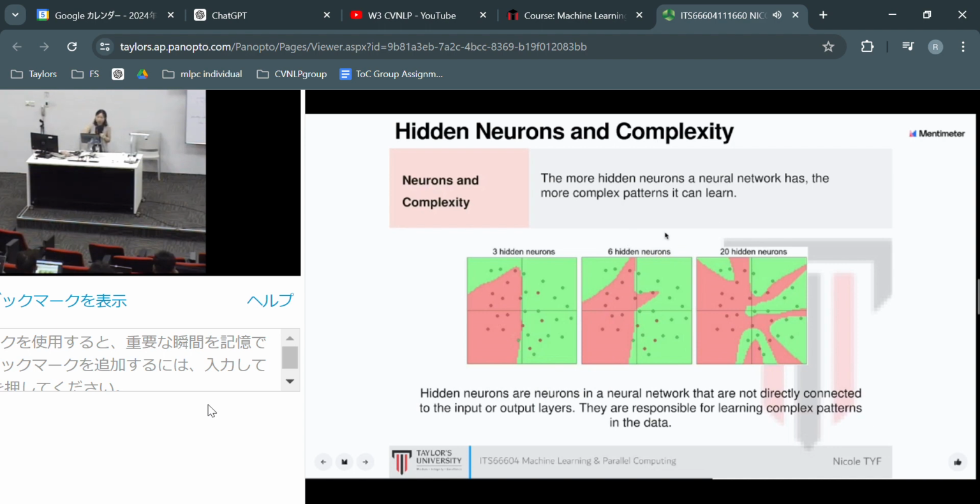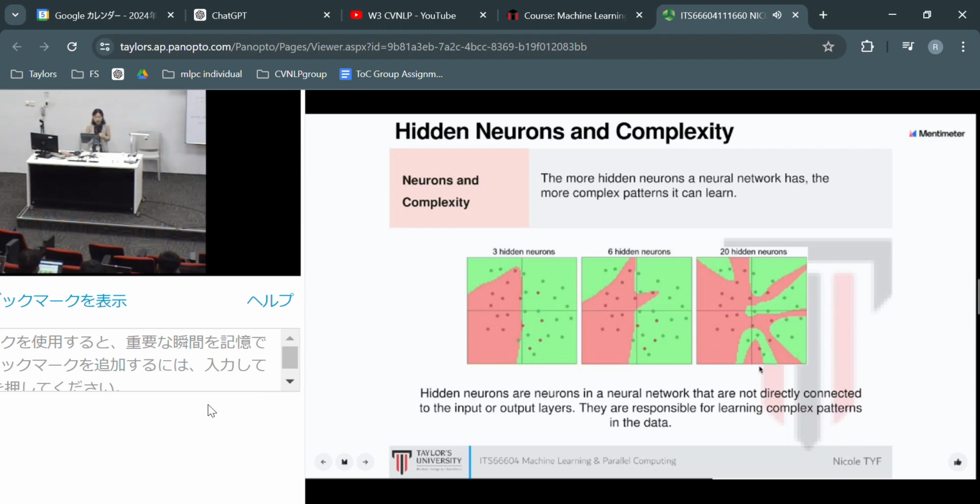And as we increase more and more neurons, this neural network can then capture almost every single red dot at the initial green side of the clusters. Now there is also a tendency for this neural network to overfit. So now we want to talk about the activation function.